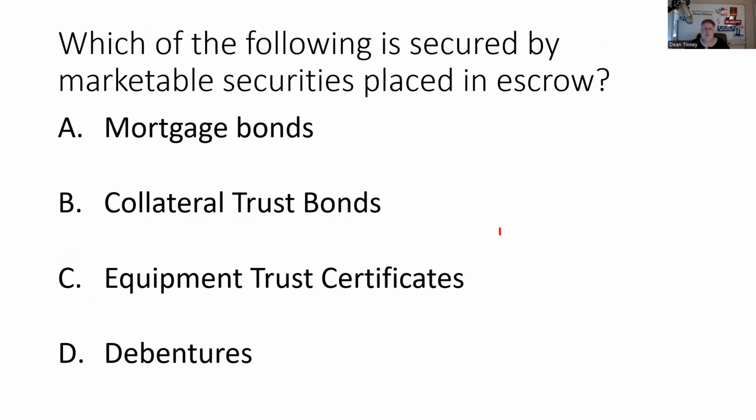Which of the following is secured by marketable securities placed in escrow? So corporations issue equity and debt, and equity always precedes debt. Now, some corporations never issue debt, but if they're going to issue debt, they can either issue secured debt or unsecured debt. And you definitely need to know corporations' secured debt is a senior security in terms of liquidation. So what you have to be able to do on the SIE is rank securities from senior to junior.